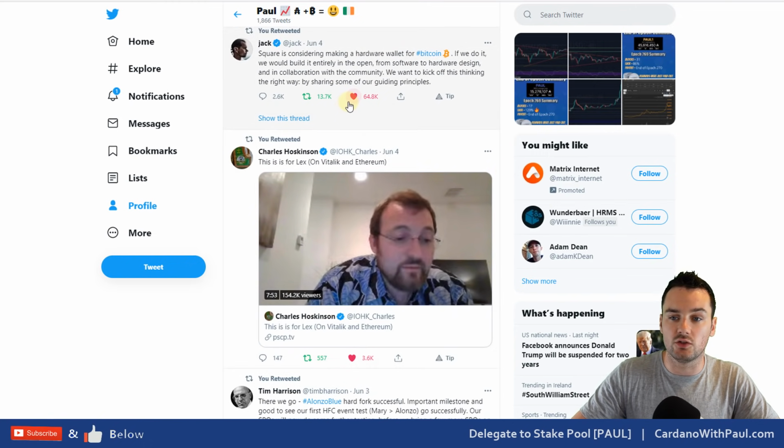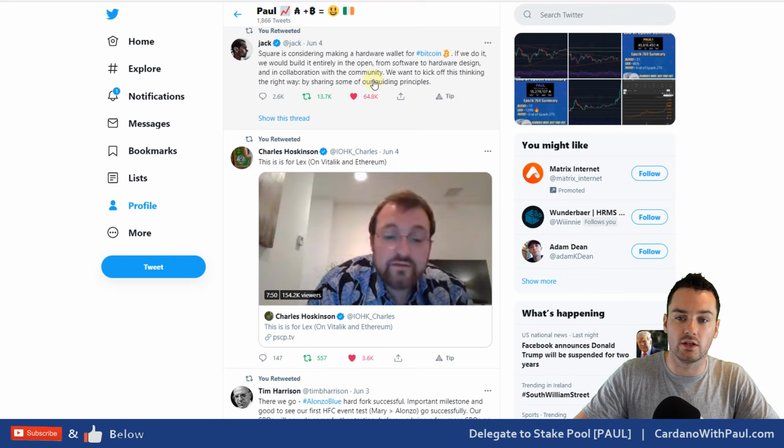Square also looking to develop their own hardware wallet for Bitcoin. They're looking to develop this in collaboration with the community. So I think that's most of what I put out.